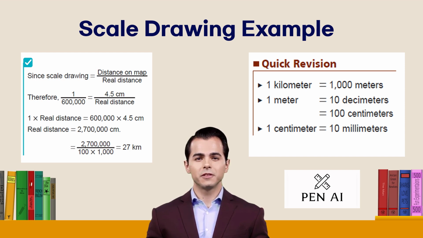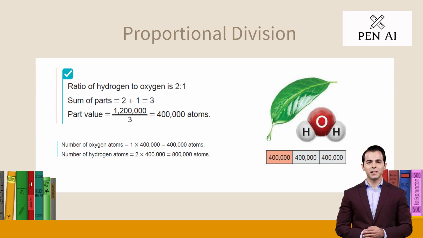equals 10 millimeters. Proportional division is dividing something such as money, a piece of land, or weight, etc. into 2 or more parts based on a specified ratio. Proportional division is used in many real-life applications, including dividing profits, distributing inheritance, and other practical applications.